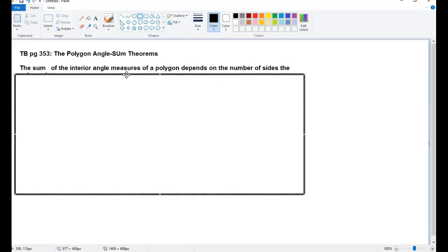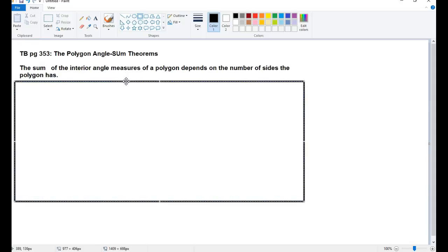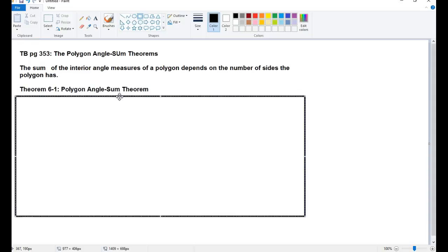So, polygon angle sums basically says the sum of the interior angle measures of a polygon depends on the number of sides the polygon has. So all the angles inside of a triangle are going to sum to less than the sum of all the angles of a square or a pentagon or a heptagon or something like that. So the more sides a figure has, the bigger the sum of the angles is going to be.